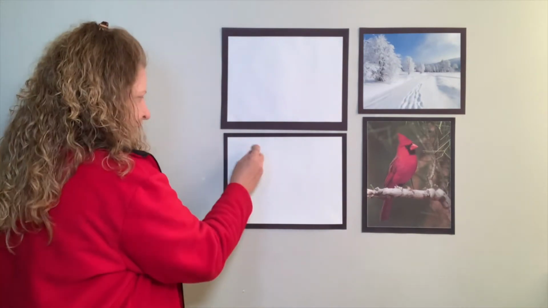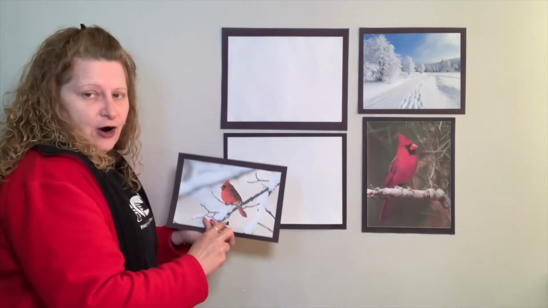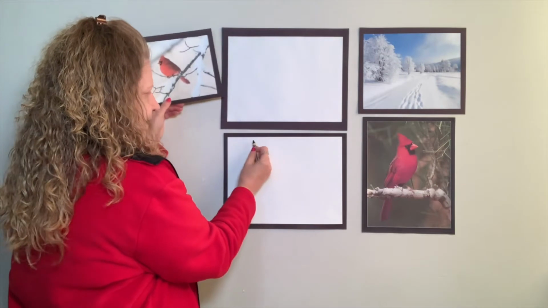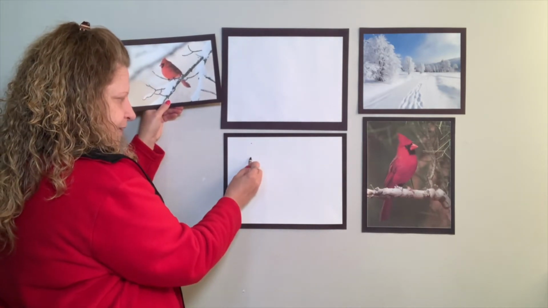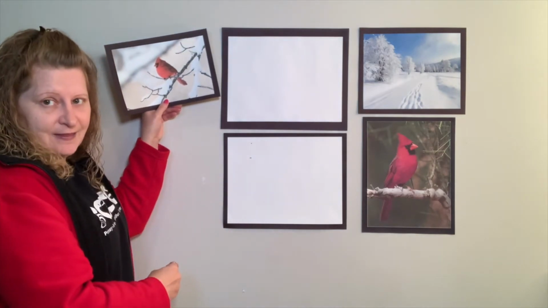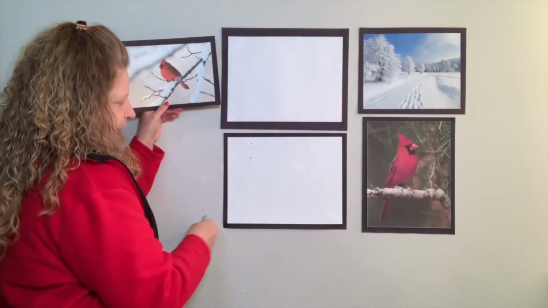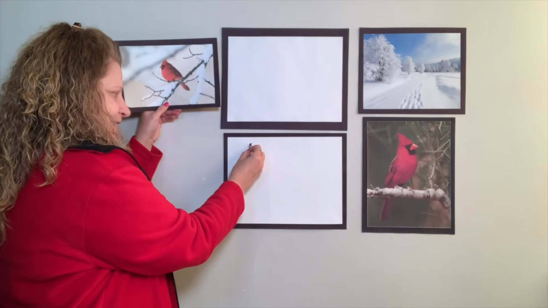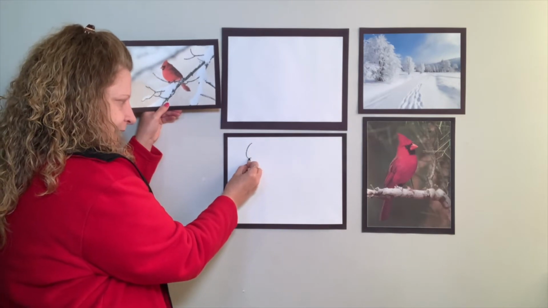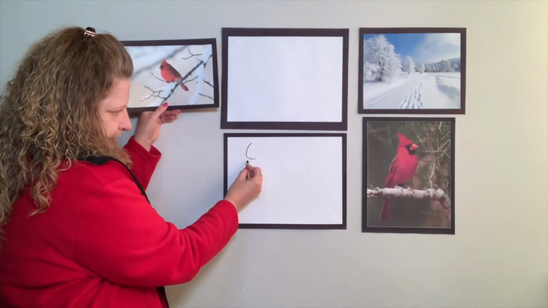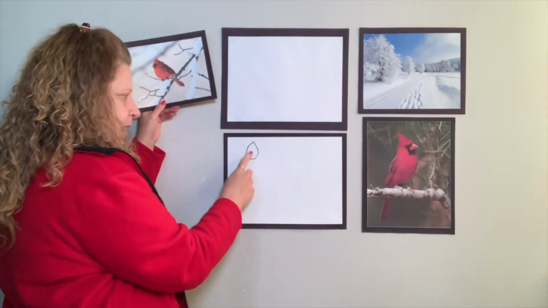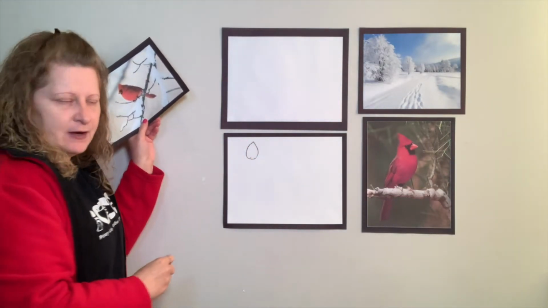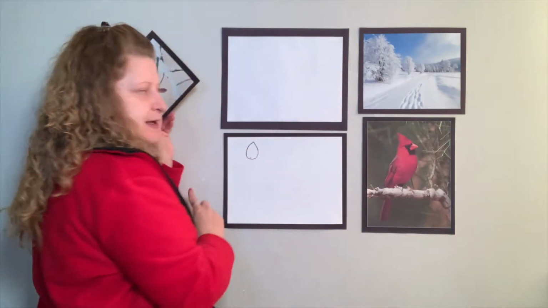So watch me. An easy way to draw my cardinal is to start at the top with a dot. Now watch this. I'm going to start here and I'm going to put another dot right underneath it here, about that far apart. I'm going to start at the top and I'm going to go down and around, kind of like I'm making the bottom of an oval, but when I go back to the top, I'm making a point. All right? So let's decide where you want your cardinal.